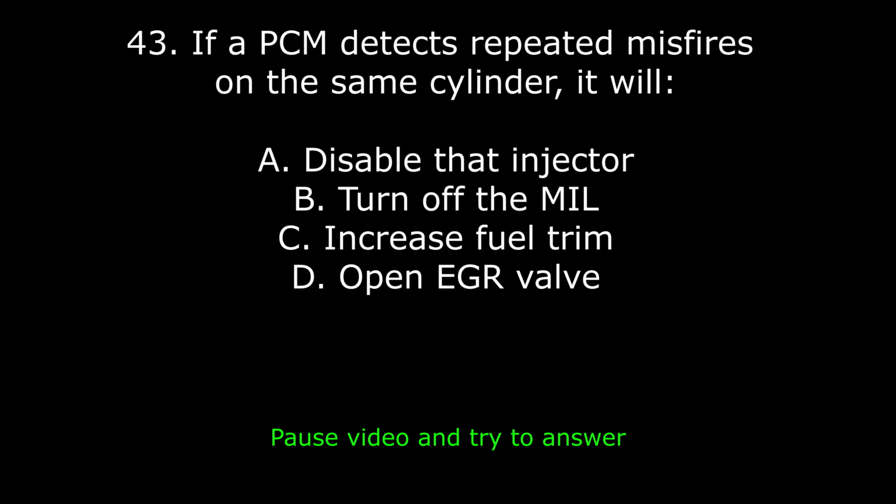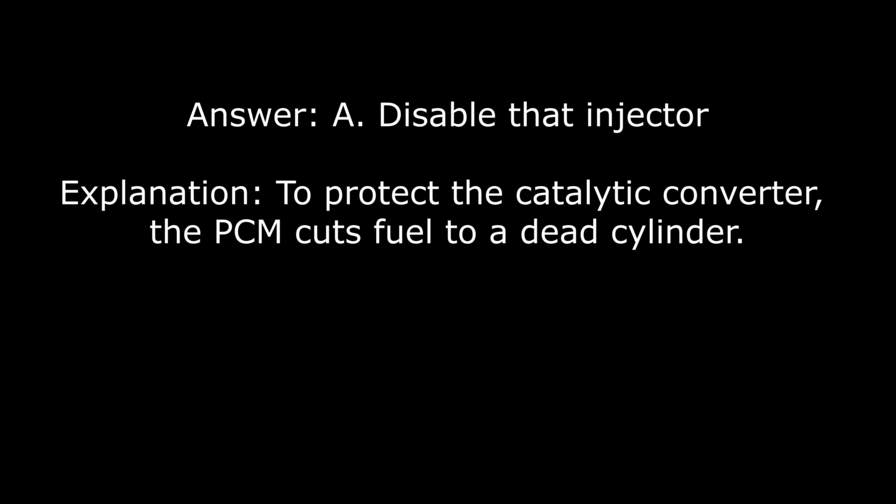43. If a PCM detects repeated misfires on the same cylinder, it will: A. Disable that injector, B. Turn off the MIL, C. Increase fuel trim, D. Open EGR valve. Answer: A. Disable that injector. Explanation: to protect the catalytic converter, the PCM cuts fuel to a dead cylinder.